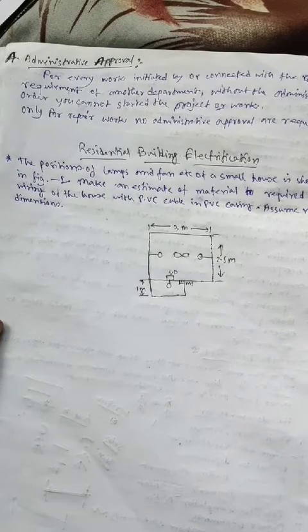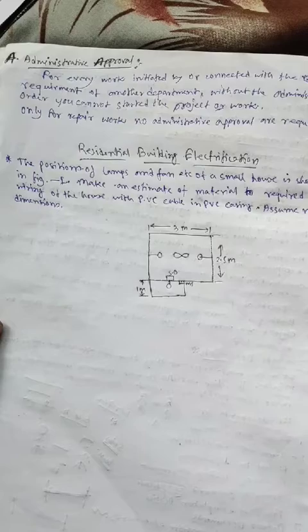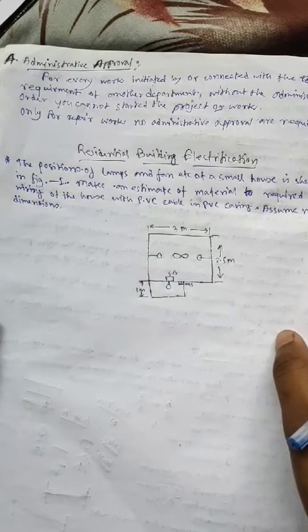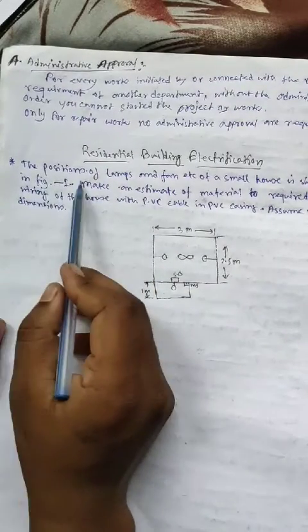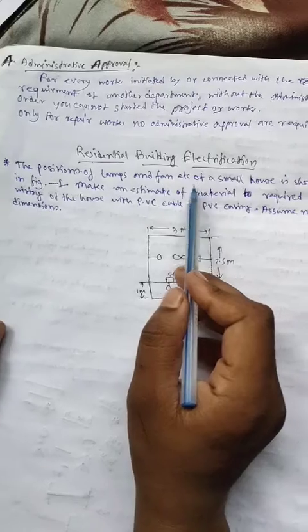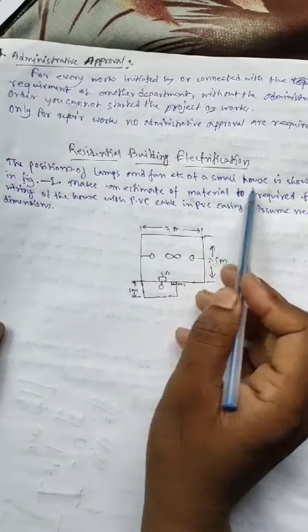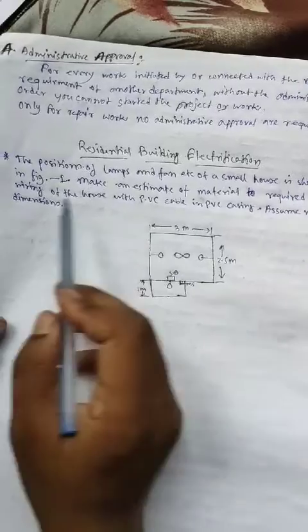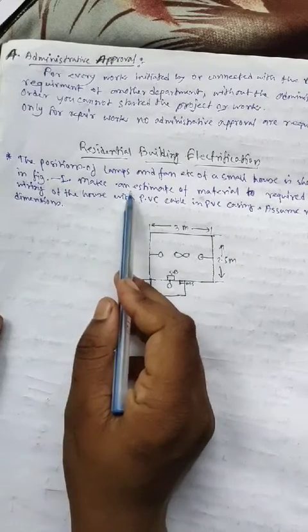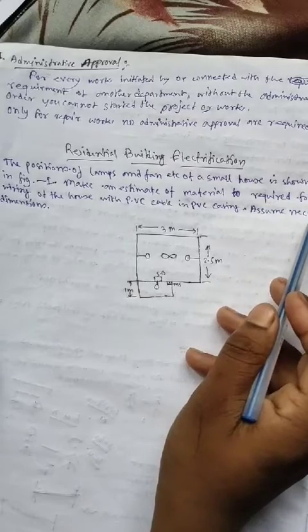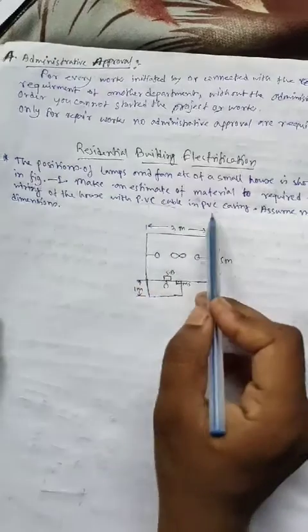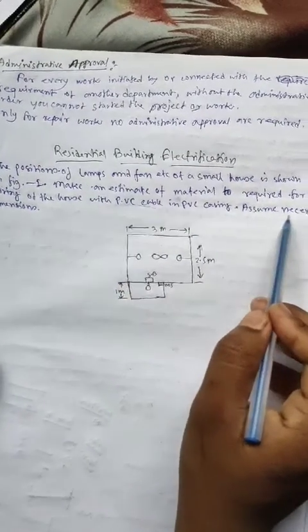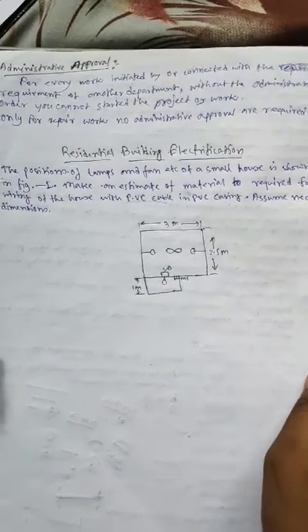Okay, today we will draw a wiring of residential building electrification. I am taking a question. What is the question? The position of lamp and fan, etc., of a small house is shown in the figure. Make an estimate of material required for the wiring of the house with PVC cable and PVC casing. Assume necessary dimensions.